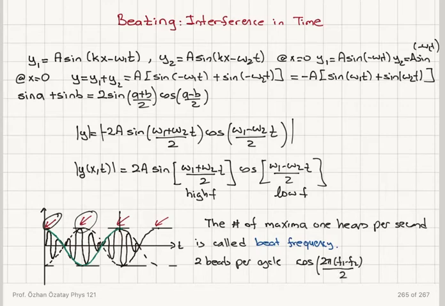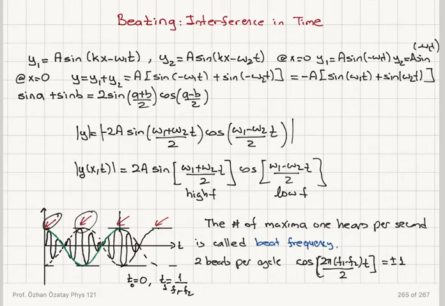So it is cosine of 2 pi (f1 minus f2)/2 times t becoming plus or minus 1. So when does that happen? When t is equal to 0 here, and when t is equal to pi times 1 over (f1 minus f2). So this is the first time I hear it. This is the second time I hear it.